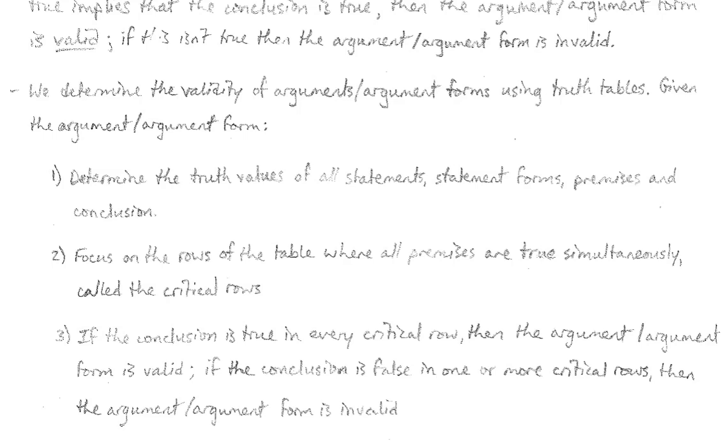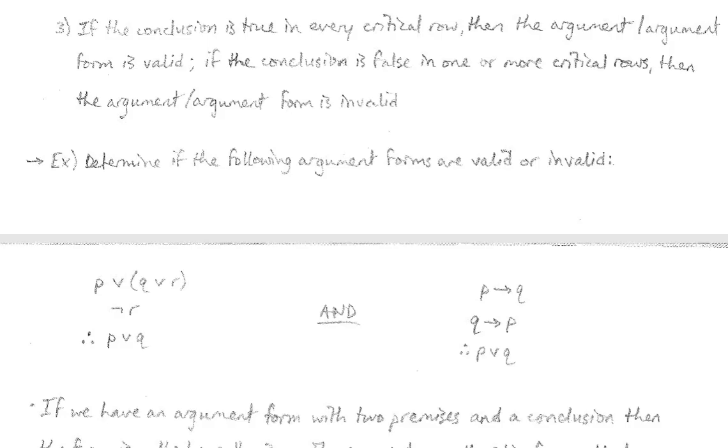If there's even one row in which all of your premises or hypotheses are true and your conclusion is false, then the argument or argument form is considered to be invalid. Now, as I said, we're going to really see this in our next video. We're going to go through a few samples to see how we actually use this three-step process, but this is just me stating it right now.